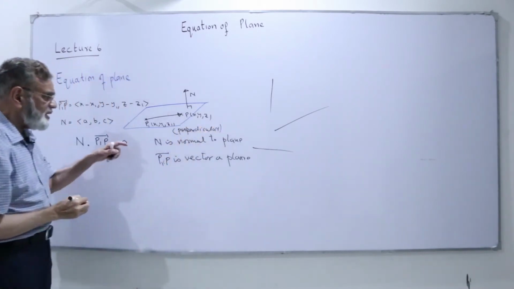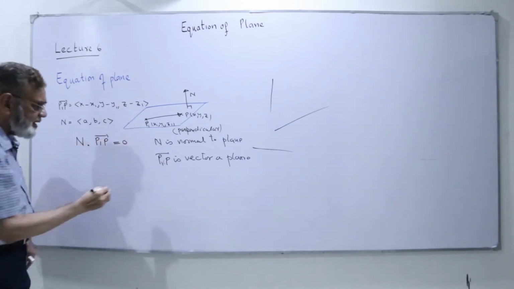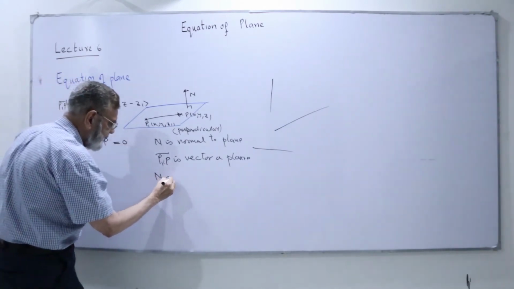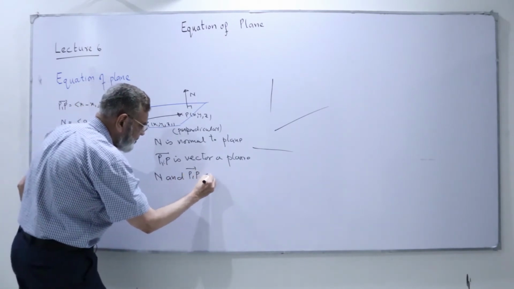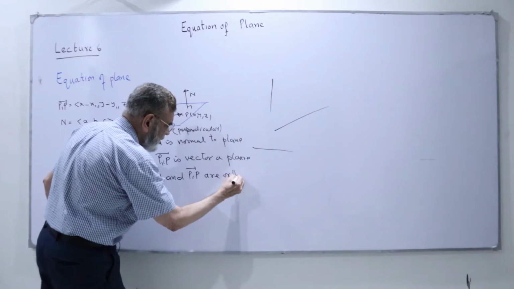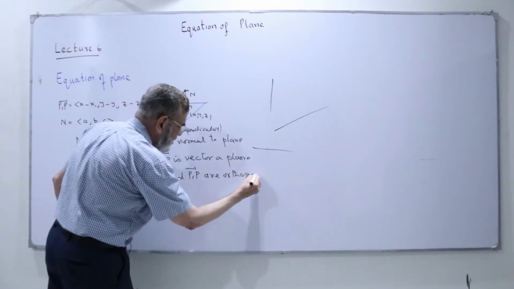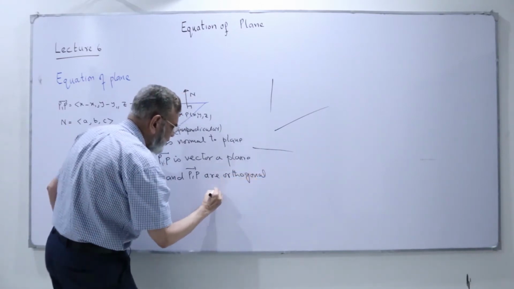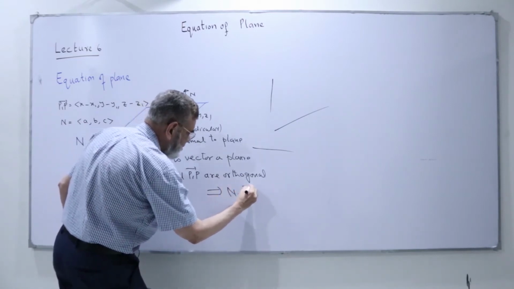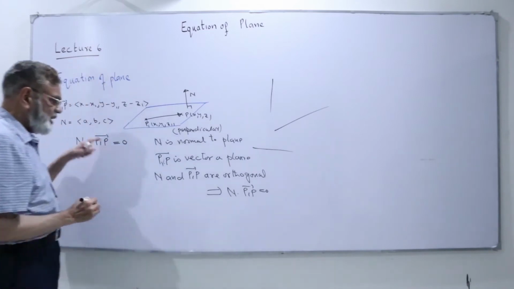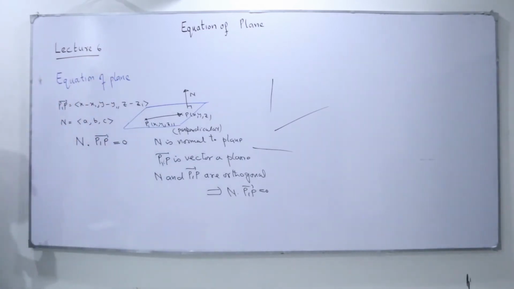So when we have these two vectors, n and P1P, they are orthogonal to each other. When they are orthogonal, by the property of the dot product, n dot P1P must be equal to 0. So we have this one, and we put in the coefficients.